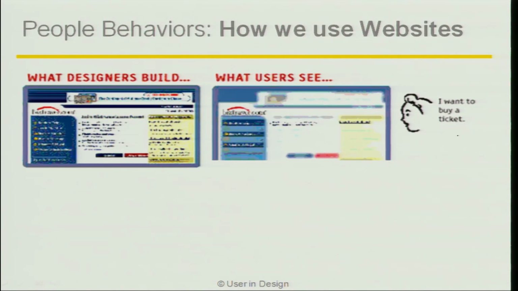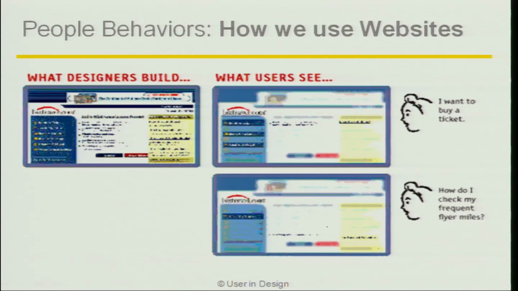I'm not interested in reading about all offers, this, that and everything. I just want to buy a ticket. How do I check my frequent flyer miles? Look here, look there, can't find it, boom, close the thing and leave. So this is how people behave, okay?